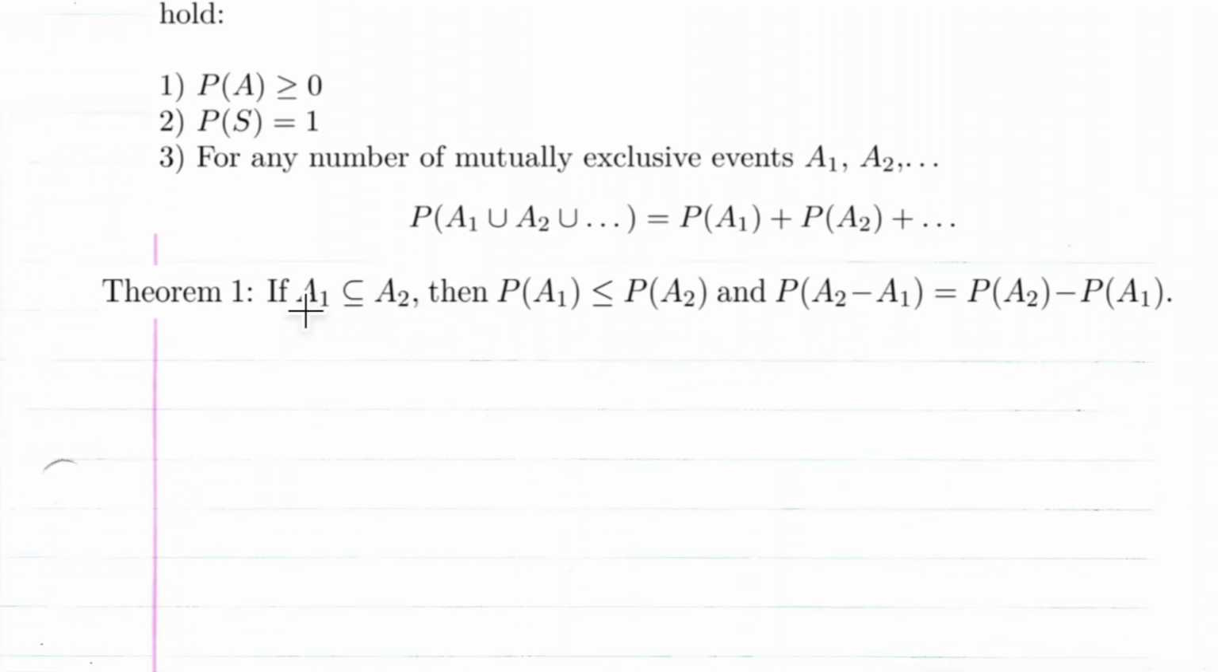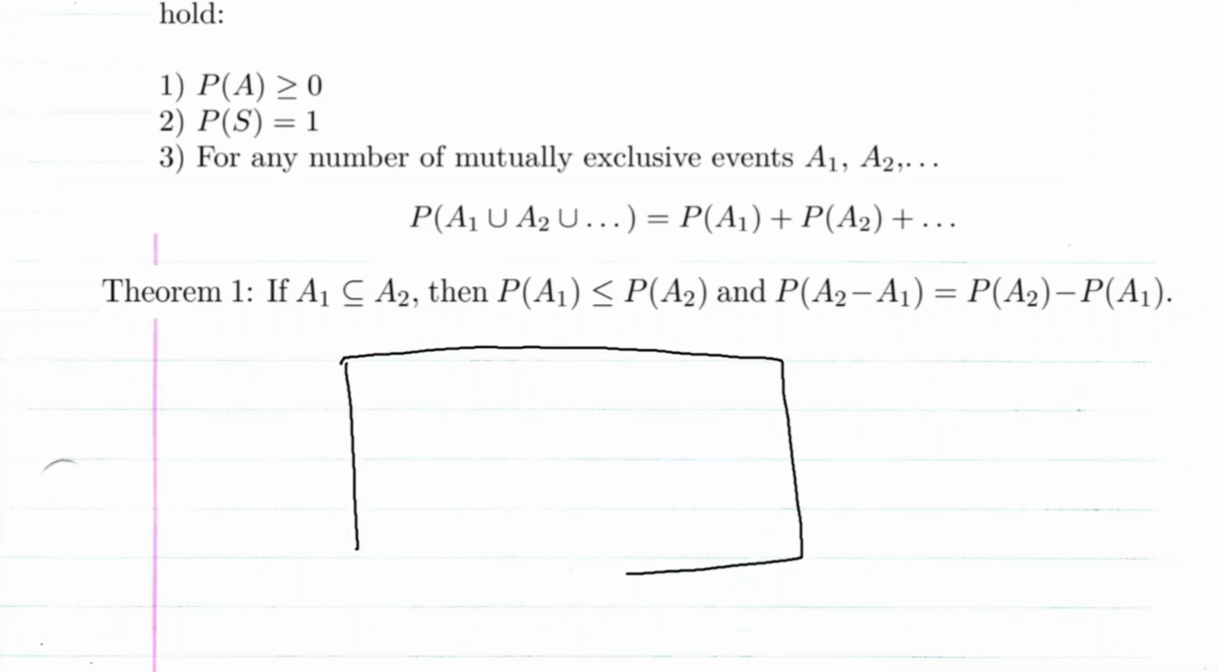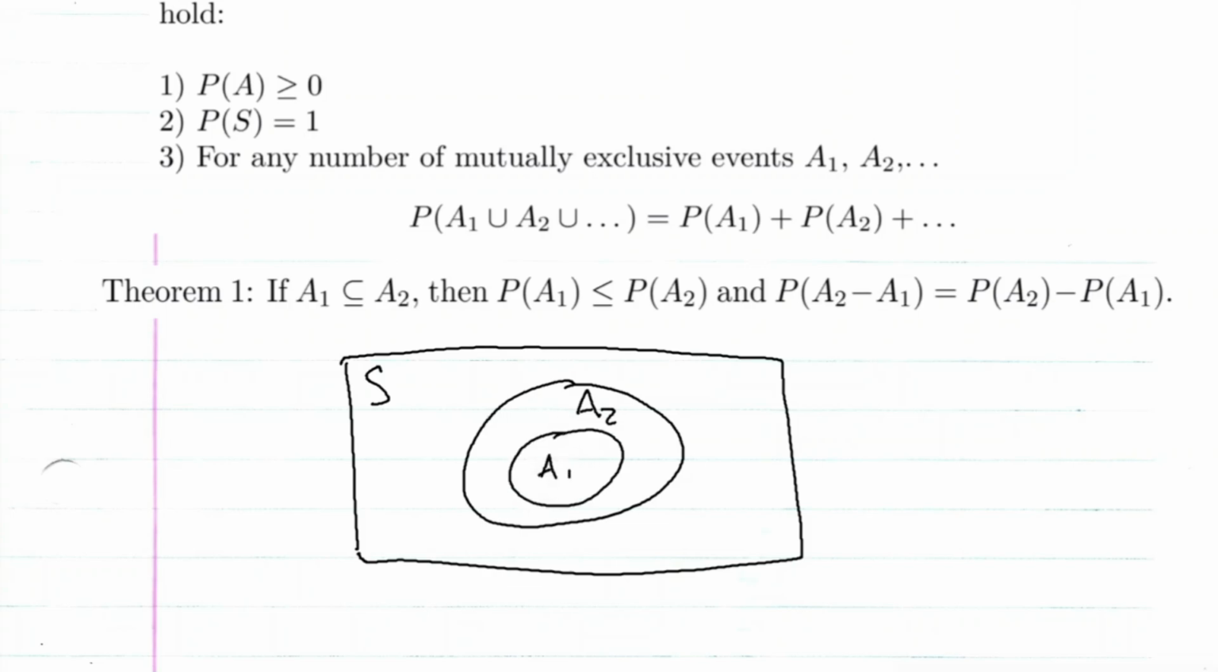So here we have this theorem: if A sub 1 is a subset of A sub 2. So let's go ahead and draw that picture, right? Let me do a better job. So here's our sample space. Here is A sub 2, and here is A sub 1.